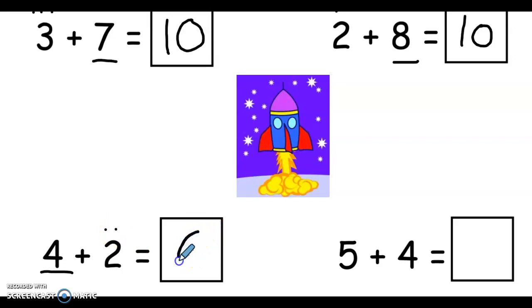Remember, you can use your fingers to do this as well. You can grab the bigger number and put up the other number of fingers. So 5 is the greater number. You can do the 4 dots or the 4 fingers. Either way, 5, 6, 7, 8, 9.